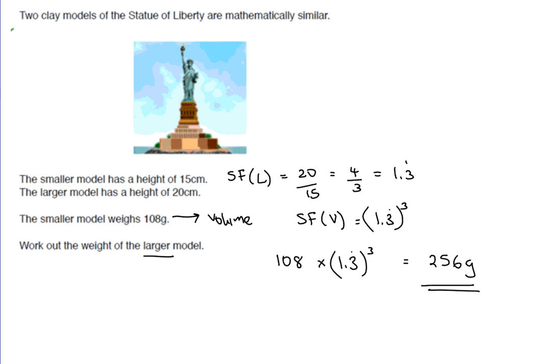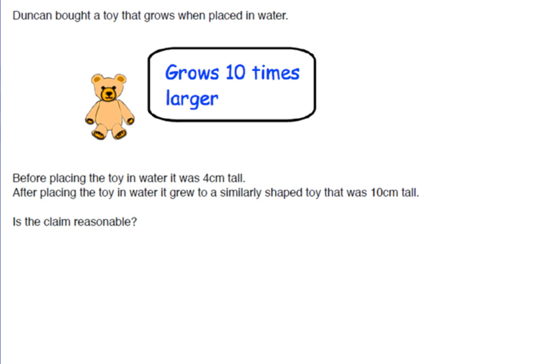Okay, last question. Duncan bought a toy that grows when placed in water. Oh, I had one of those, the aliens. Okay, so this teddy bear grows 10 times larger. Before placing the toy in water, it was 4 centimeters tall, and after placing it in water, it became 10 centimeters tall. So again, we could always do the scale factor of the length first, which is 10 divided by 4, which is 2.5.